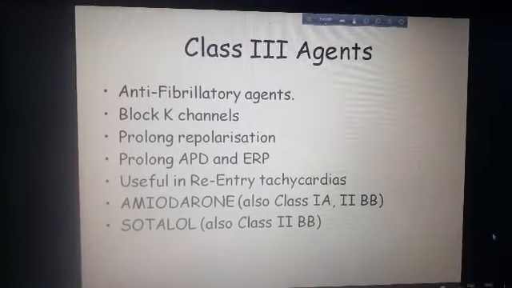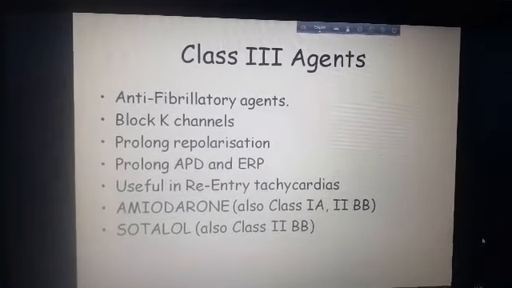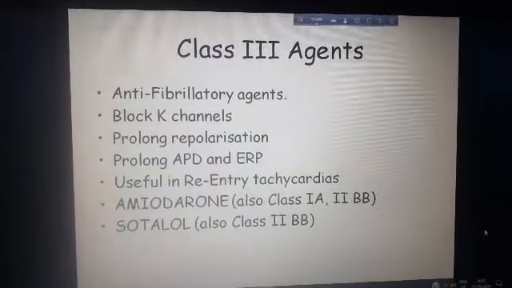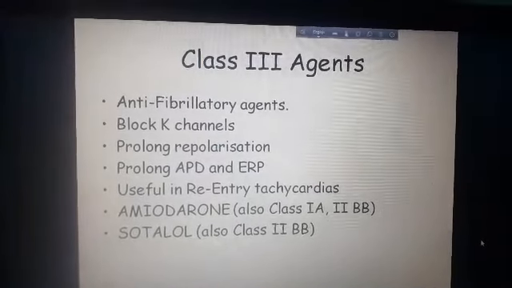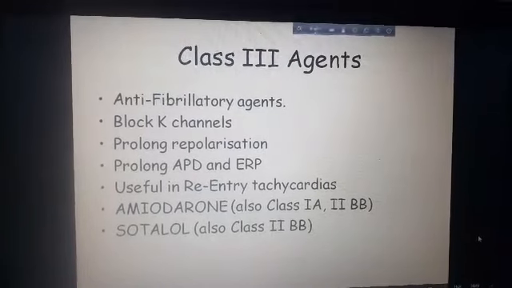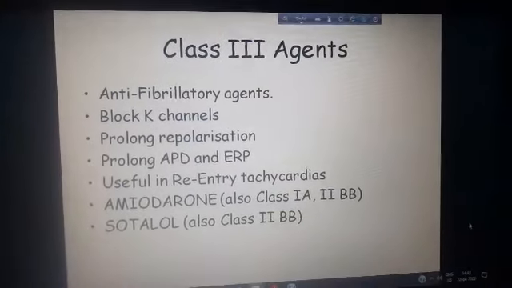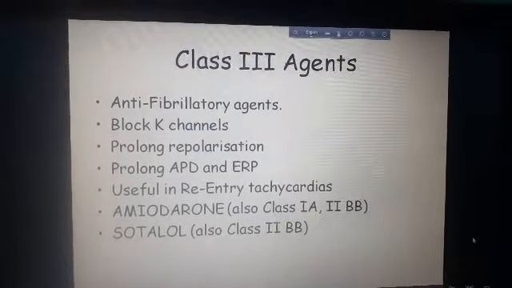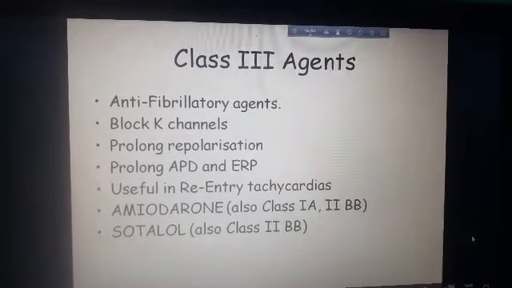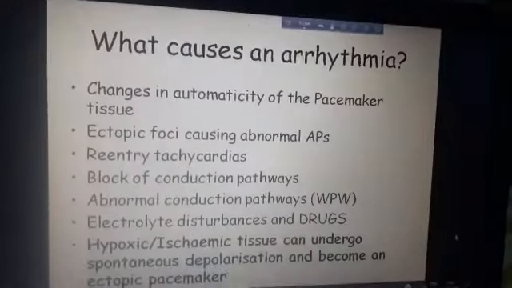Useful in re-entry tachycardia, because in re-entry tachycardia, which I have mentioned already, there is a difference in the fast pathway and slow pathway. Fast pathway is more refractory, slow pathway is less refractory. So re-entry can be prevented if we can increase the refractoriness of the faster pathway further. Fast pathway already has a longer refractory period. If we can prolong the refractory period of the faster pathway further, then the impulse cannot propagate again through the fast pathway. So go back to this picture of re-entry.